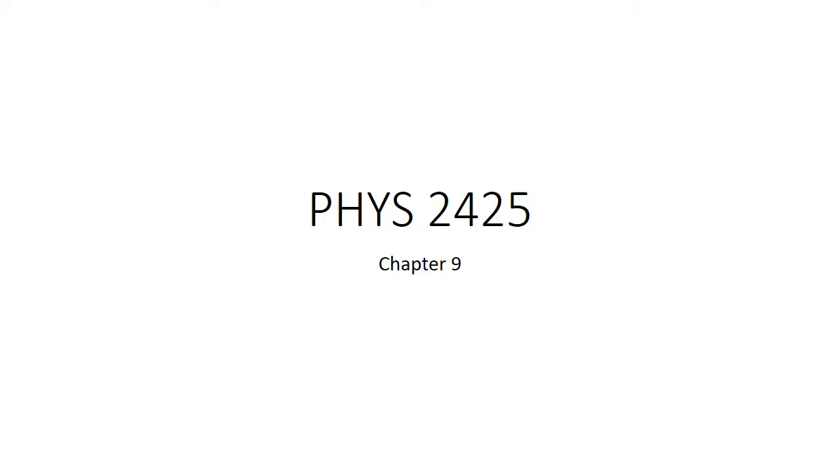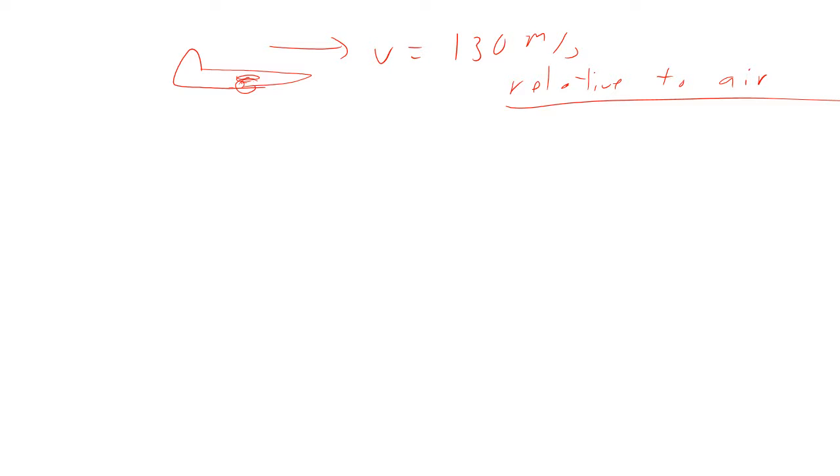In the previous video lecture, I mentioned the possibility that jet engines can be using the rocket equation. So let's investigate that. So let's say that we have a jet aircraft here. As the aircraft is moving along, it is moving at 130 meters per second relative to the air. So that's the airspeed.